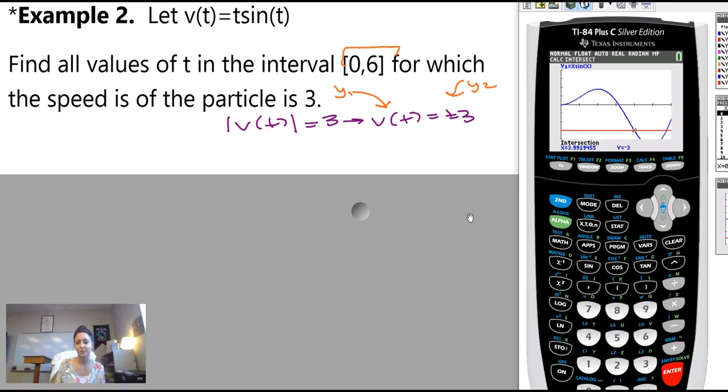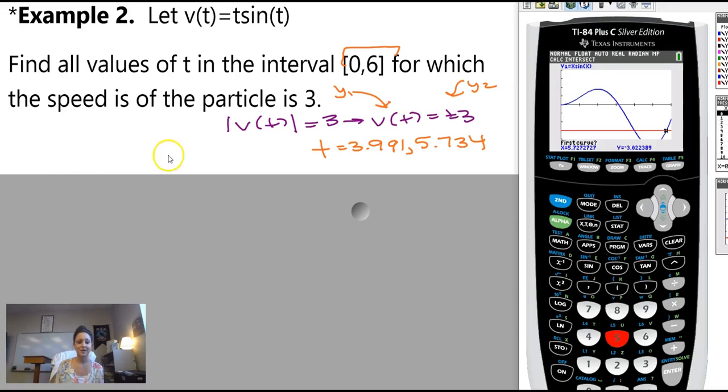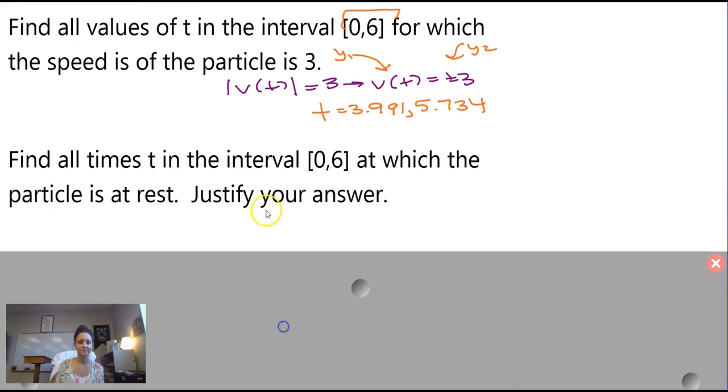3.991 if you truncate, or 3.992 if you round. Either one is fine. And there's a second intersection, 5.734. And again, the calculator commands there are second, trace, number 5 for intersect, and then just get close to your point of intersection, hit enter 3 times.